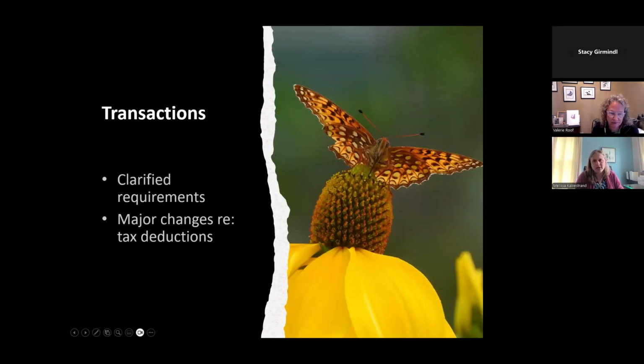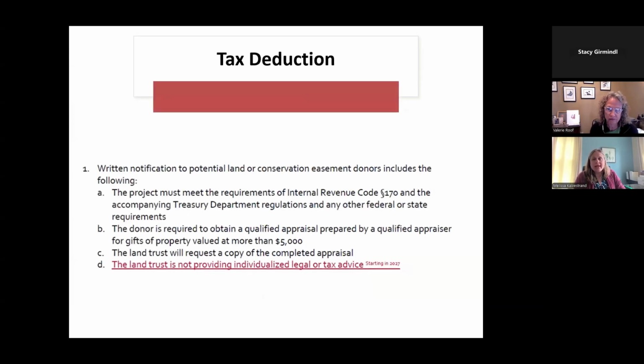So in the transaction section, moving along through the requirements manual, we did include some clarity around title encumbrances, some of the wording around that, as well as visual inspections and paying appraised value, just trying to be clear about those expectations. But there are two major changes related to tax deductions to have on your radar. Number one is that practice element 10A1 does require land trusts to inform potential donors about really specific aspects related to a potential tax deduction.